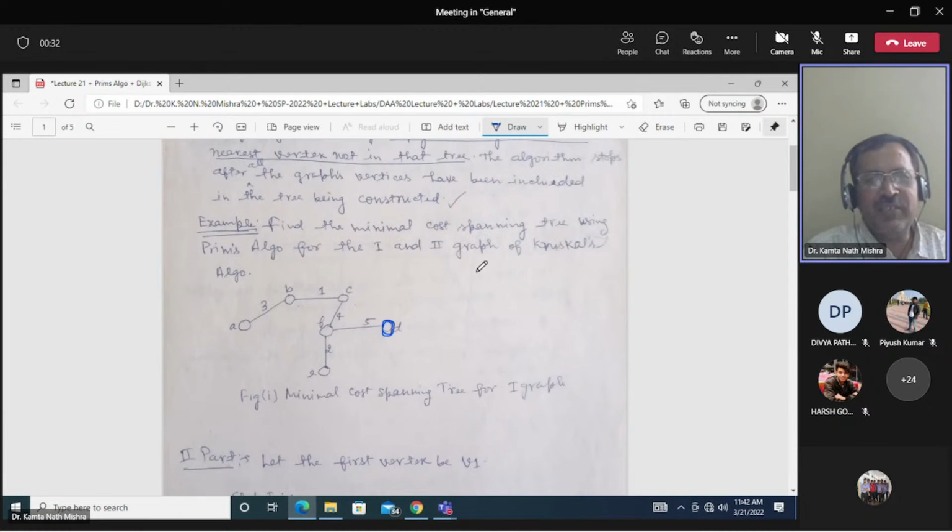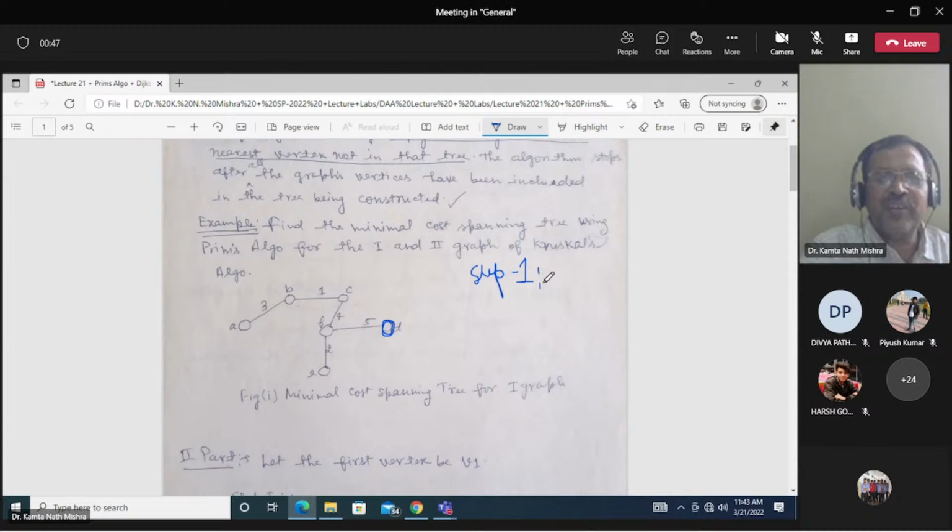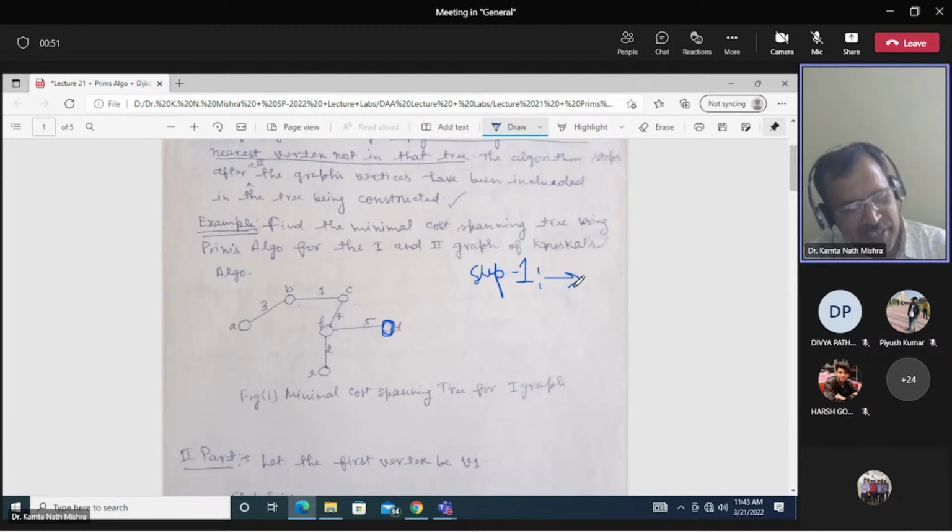Step 1 is to select any vertex as the start vertex. While selecting the start vertex, I selected vertex D as the start vertex. So then we will choose the minimum path. After selecting D as the start vertex, can we construct a minimum cost spanning tree, or is it impossible?